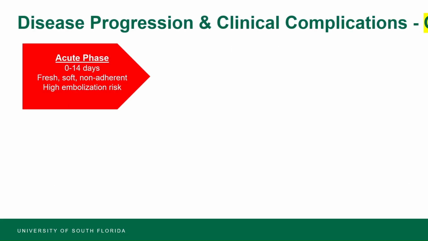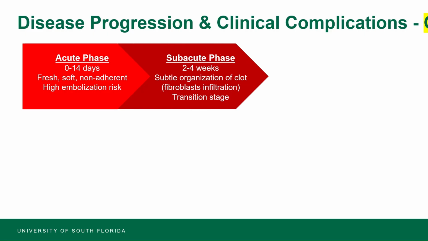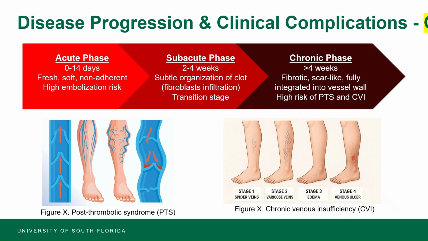The DVT condition evolves through three main phases. In the acute stage, the clot is fresh and non-adherent, which makes it easier to remove, but also highly prone to embolization. During the subacute phase, fibroblasts start infiltrating the clot, organizing it and making it more cohesive. This is the transition point where removal becomes harder. Then, by the chronic phase, the clot is fully fibrotic and integrated into the vessel wall, causing long-term complications like PTS, post-thrombotic syndrome, and CVI, chronic venous insufficiency.